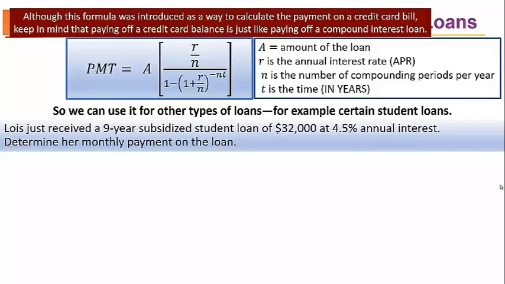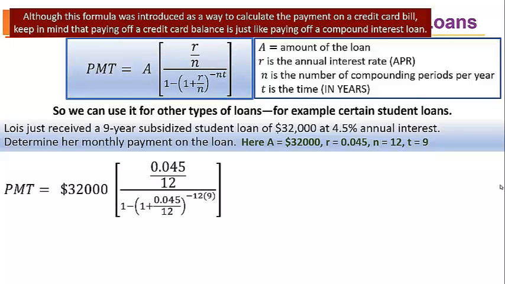Lois just received a 9-year subsidized student loan of $32,000 at 4.5% annual interest. Determine her monthly payment on the loan. A is the amount borrowed, so that's $32,000. R is the annual interest rate, which is 0.045 after you change it to a decimal. We're doing monthly payments, so N is 12, and we're doing it over 9 years, so T is 9.